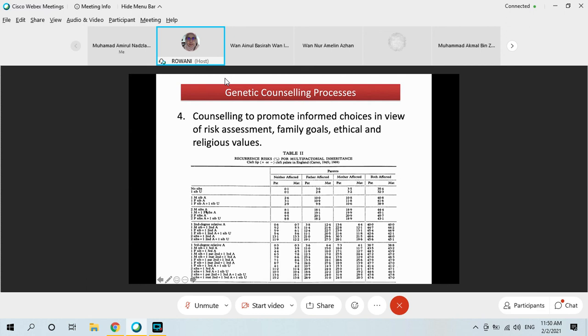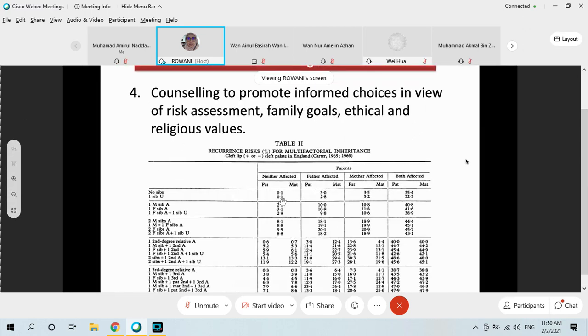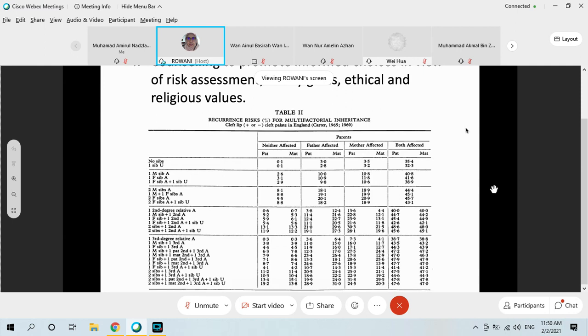Where is it? I just want two siblings. Okay, two siblings affected. Never mind lah, just take any example. So if one maternal auntie is affected, then the risk is higher for the fetus to be affected, 40.8%. So this is the sort of information that you give to the families.